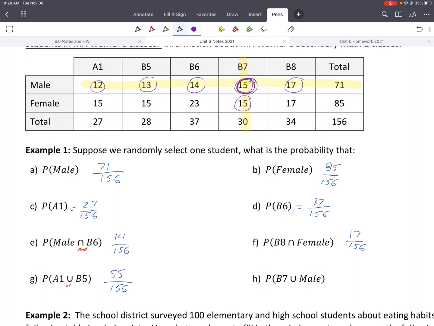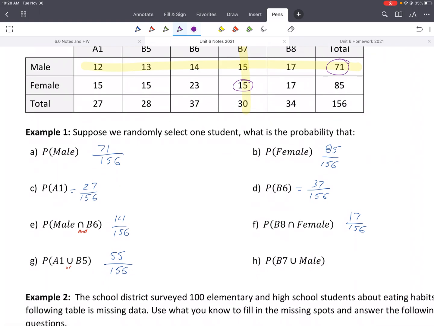One way you could do that is we could add all of these, like we did here, just making sure we don't double count. Another way that might be a little quicker is we would add the totals, but then we'd need to subtract one of the 15s because we're double counting. Does that make sense? Another way we could do it is we could take the total males and then just add the females in B7. I think that's a good way to do that too. So 71 plus 15 gives us 86.